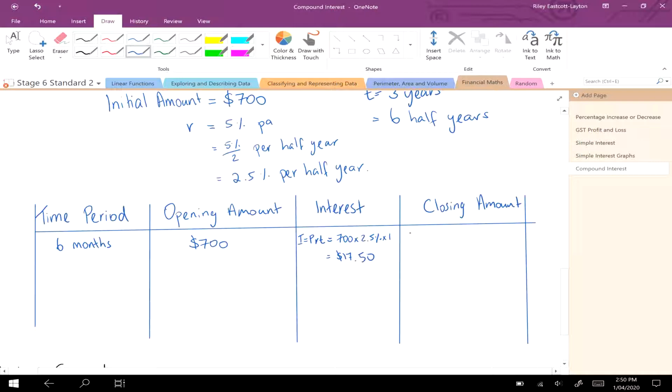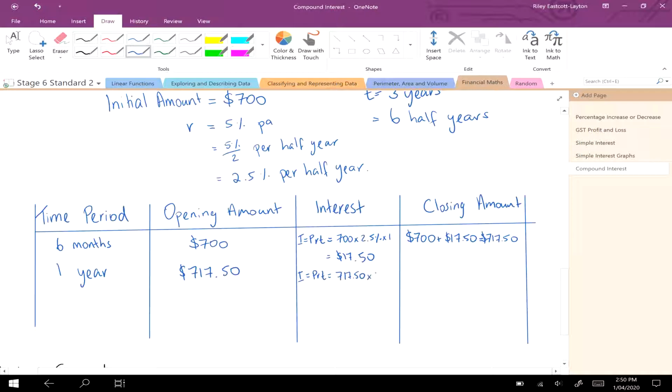So our closing amount will be $700 plus $17.50, which is equal to $717.50. Now, once we've done this, this value up here is going to come down to here, and it's going to be our new opening amount. So after 1 year, our opening amount will be $717.50. We use our rule again, I equals PRT.